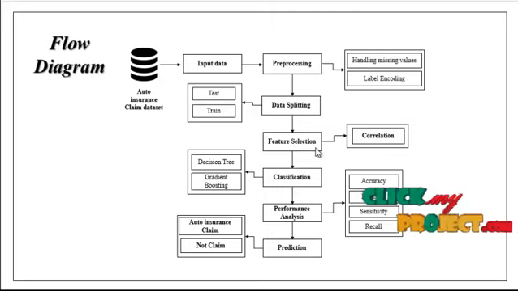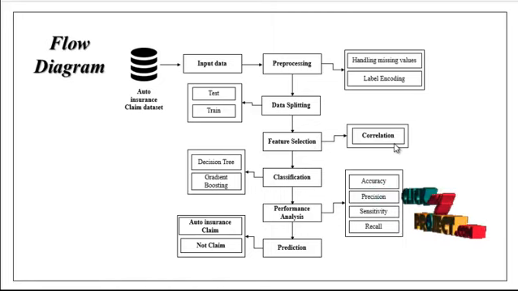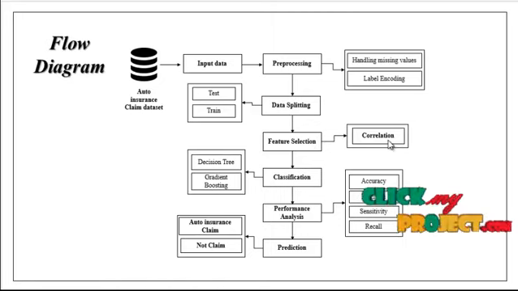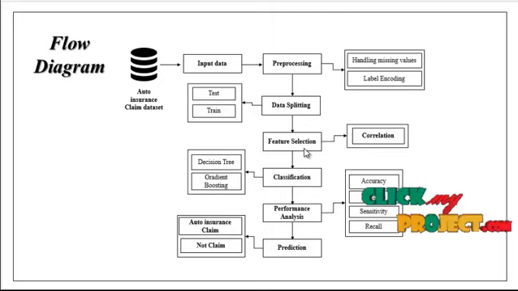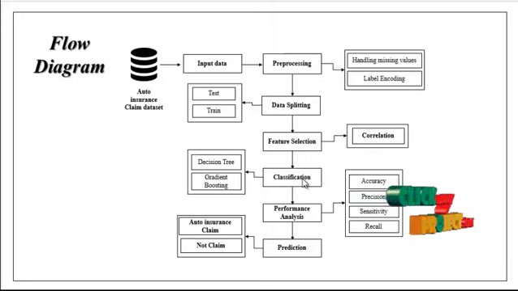In this feature selection, we implemented the correlation. We need to extract the best features from our split data. Then the selected data is carried to the classification module.